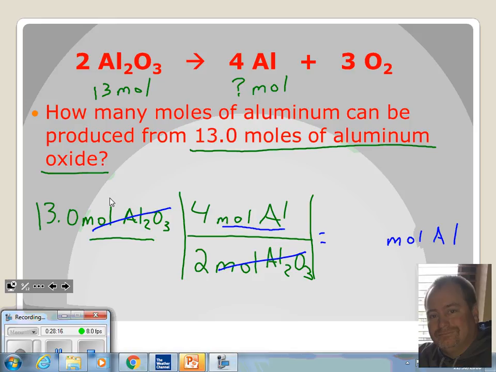Once I do that, I get 52. I'm going to do what? Divide by 2, because that's on the bottom. And when I do so, it gives me 26.0 moles of aluminum.